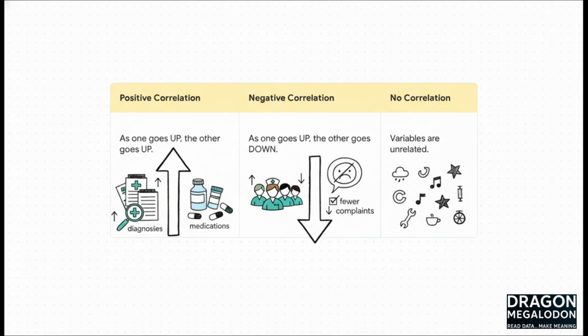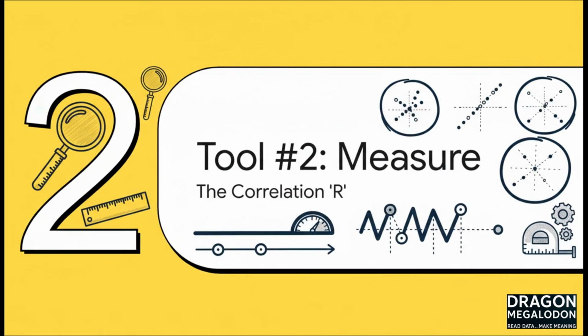And usually, you'll see one of 3 basic patterns emerge. First, there's a positive correlation. That's when one thing goes up, the other thing goes up too. Like the more diagnoses a patient has, the more medications they're likely on. Makes sense. Then you have a negative correlation, which is the exact opposite. One thing goes up, the other goes down. A great example is more nurses on a shift usually means fewer patient complaints. And then, well, sometimes you get nothing, just a random cloud of dots. That's no correlation, and it just means the two things you're looking at have absolutely nothing to do with each other. So seeing a pattern is a great first step.